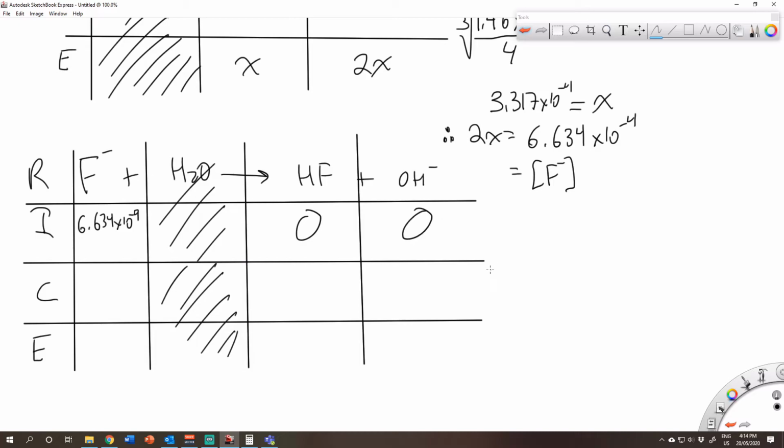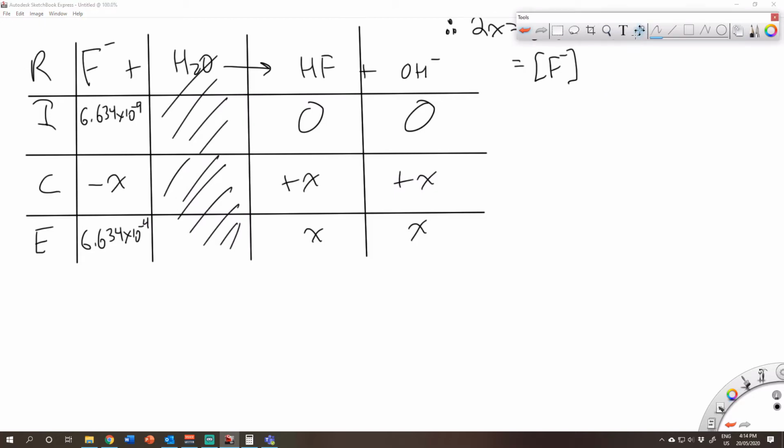HF, original amounts are 0. This will change by some number, this will change by some number, and this will change by the same number. We're going to assume this change is small enough that we can ignore it. And this will be x and x. So now we set up our Kb equation to read as follows. Kb is equal to concentration of HF times concentration of OH minus all over concentration of F minus, like that.